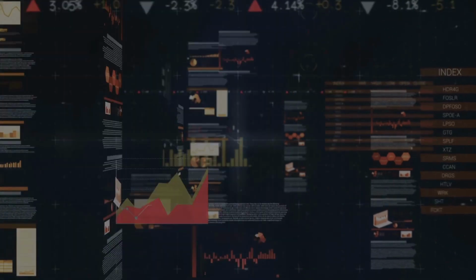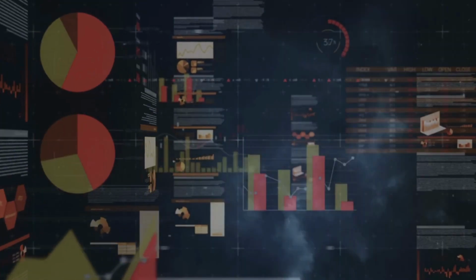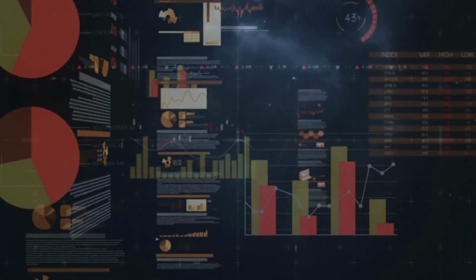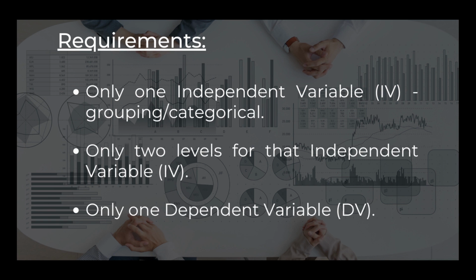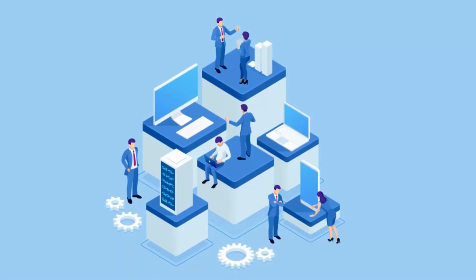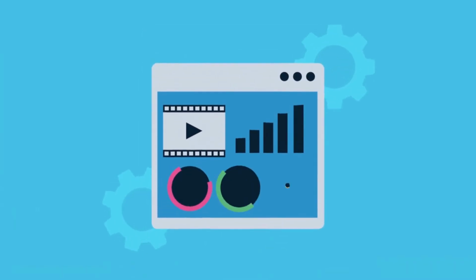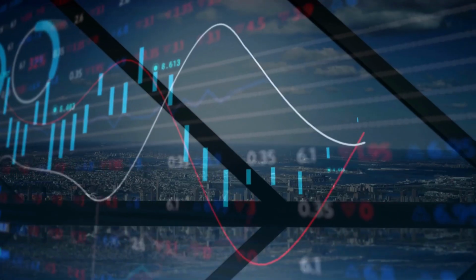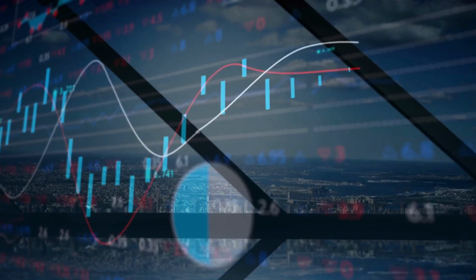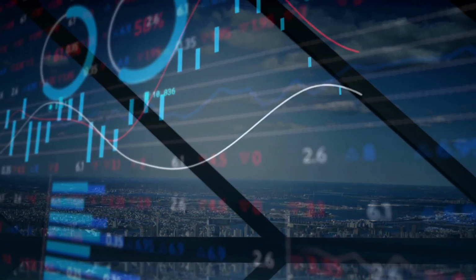If we have more than two levels of the independent variable, for that we will have to go for the one-way analysis of variance, and we should have one dependent variable. Dependent variable means it should be a continuous variable on which we try to see the effect of the independent variable. The assumptions: the sampling distribution of differences between means is normally distributed.